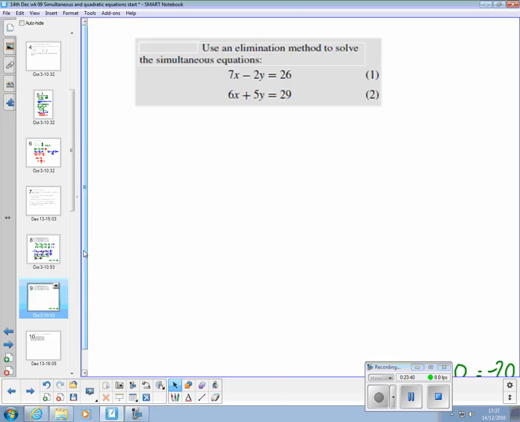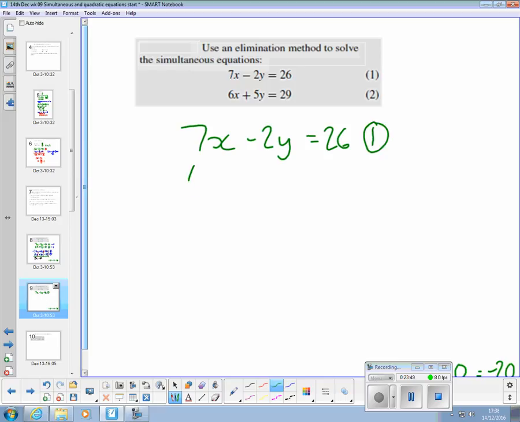Look at that. Start again. 7x minus 2y is equal to 26. Number 1. 6x plus 5y is equal to 29. Number 2. Now what are we going to do? Go for the x's, both positive. So we're going to multiply the top one by 6, and the bottom one by 7.